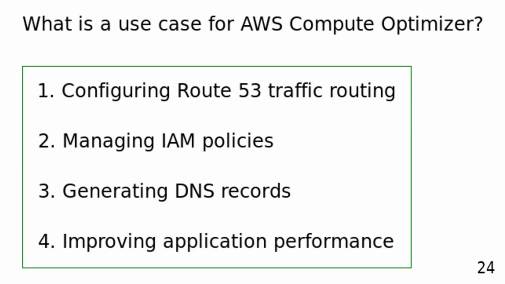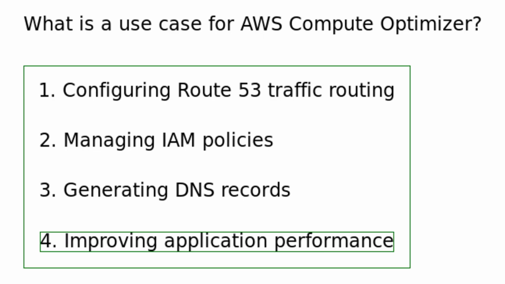What is a use case for AWS Compute Optimizer? Configuring Route 53 traffic routing. Managing IAM policies. Generating DNS records. Improving application performance. A use case for AWS Compute Optimizer is improving application performance by recommending optimal resource configurations.